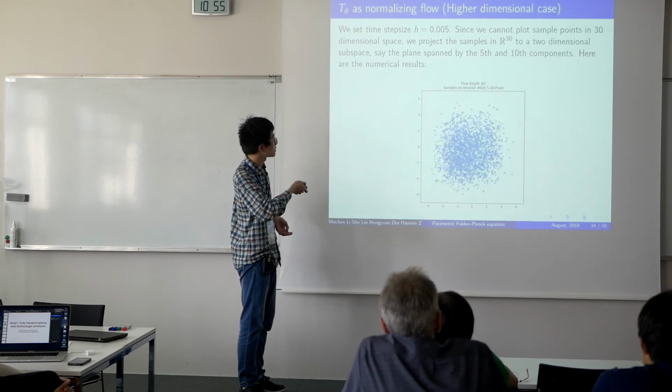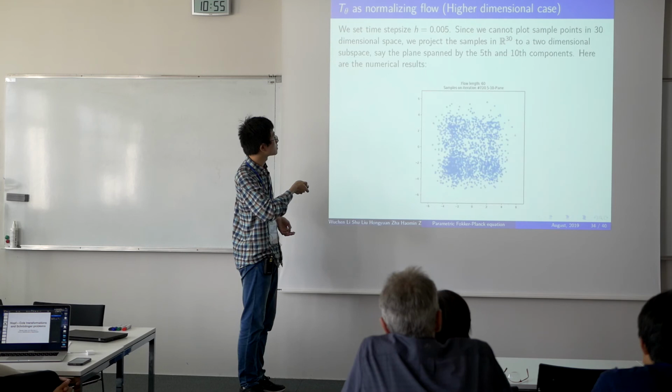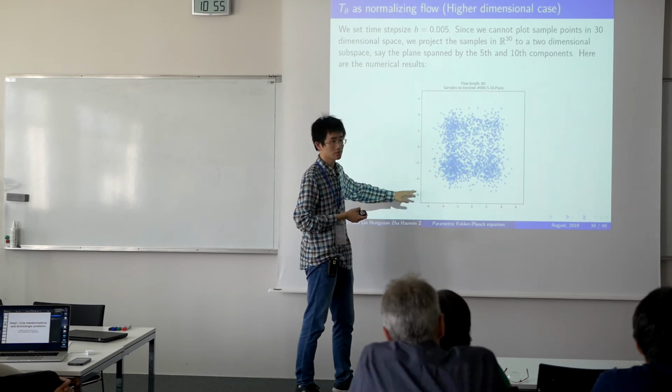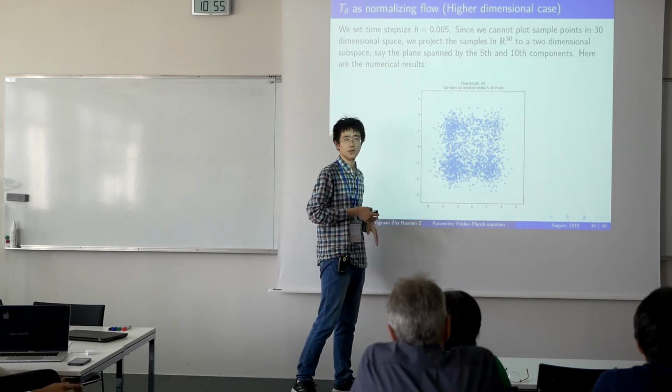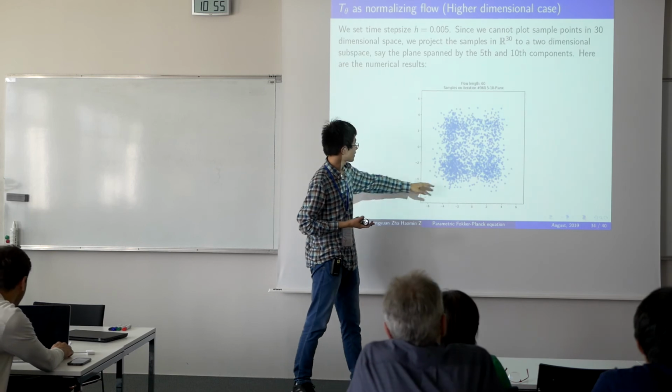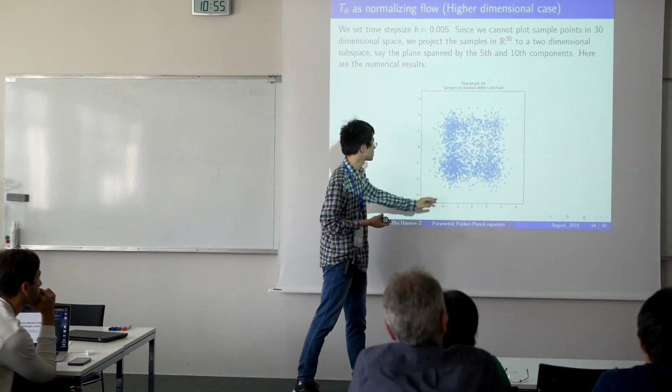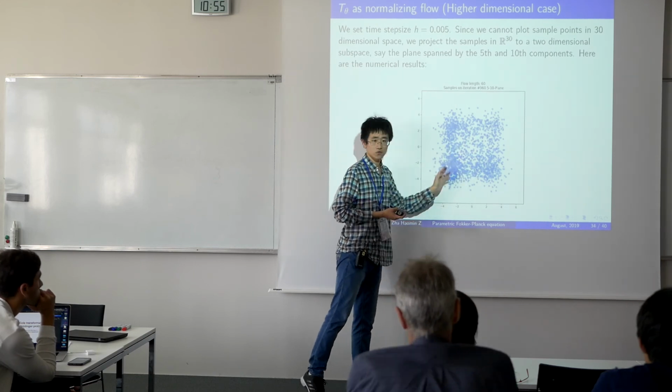So let's move on. After about 1,000 iterations, finally we are here. So it actually agrees with our expectation. We have the highest density here, lowest density here, and most of the data points concentrate on the four corners.